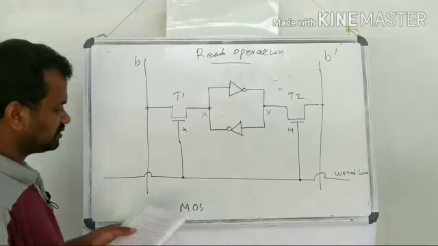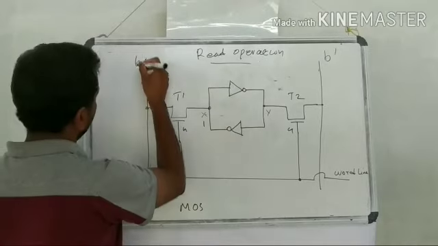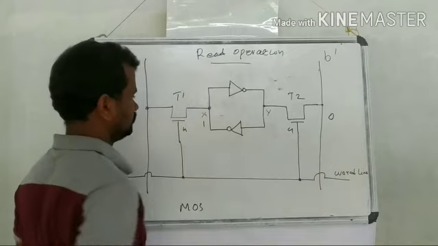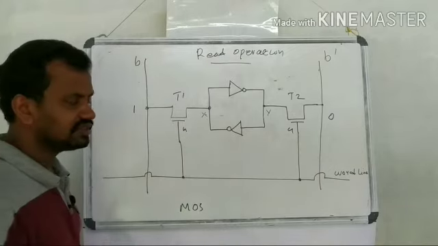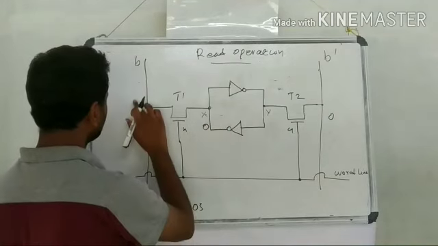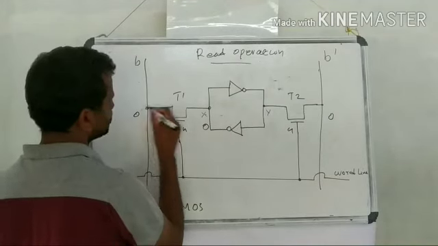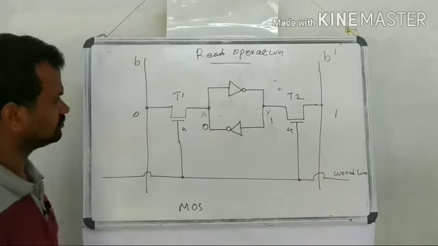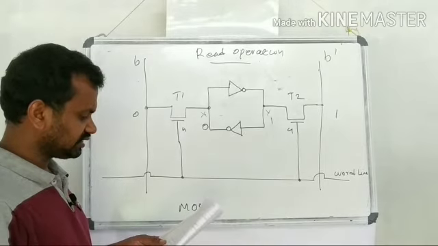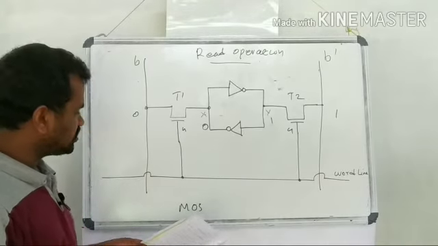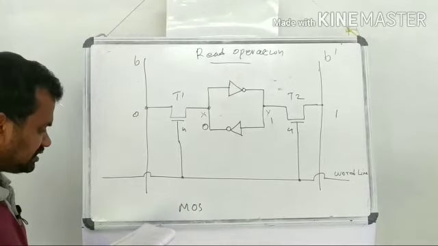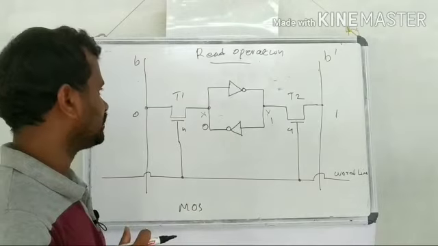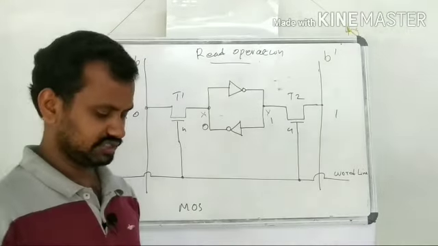If the cell is in state 1, then B will have a 1, and here we will have a 0. If the cell is in state 0, then the 0 will reach here, and this will be 1, and that 1 will reach here. That's the read operation. The sense write circuits at the end of the bit lines monitor the state of B and B bar and set the output accordingly. That's about the read operation.